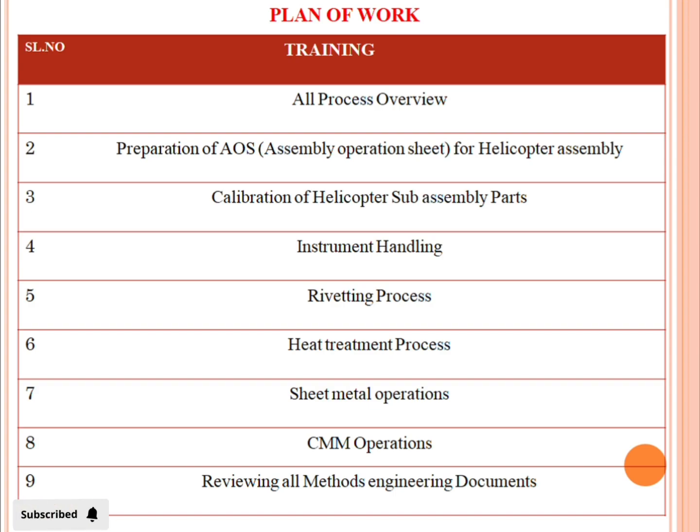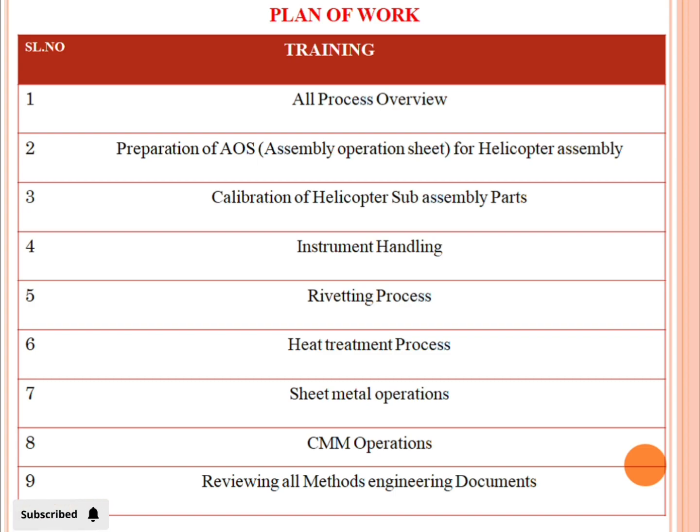The entire process starts from scratch, meaning from sheet metal to the Bell 407 helicopter. In between the final and initial stages, there are a lot of processes which are to be carried out. Among those processes, heat treatment process, sheet metal operations, CMM operations, etc. will be coming in the flow.